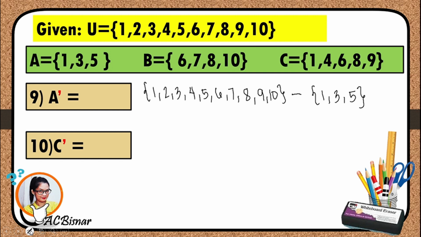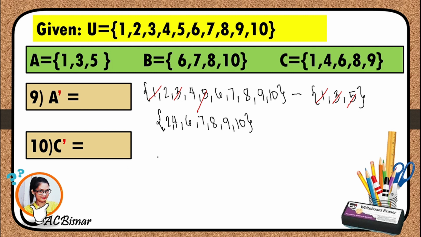So when we subtract, we must find what is common with A and with the universal set. So 1. Next, we have 3. And then the last one, we have 5. So what's left? And therefore, our answer will be 2, 4, 6, 7, 8, 9, and 10. So how did we get 2, 4, 6, 7, 8, 9, and 10? Those are the elements left.